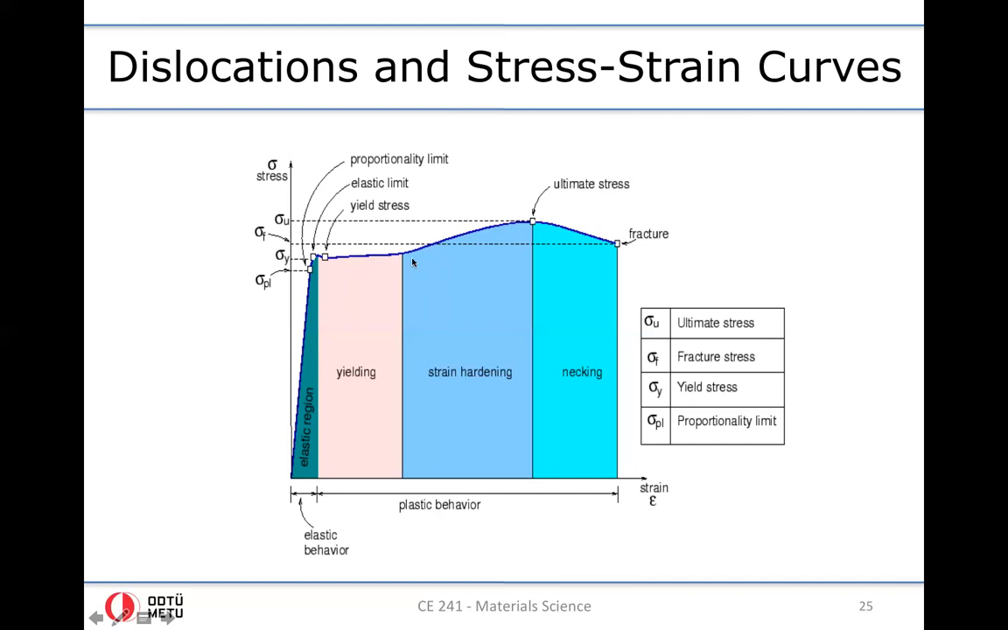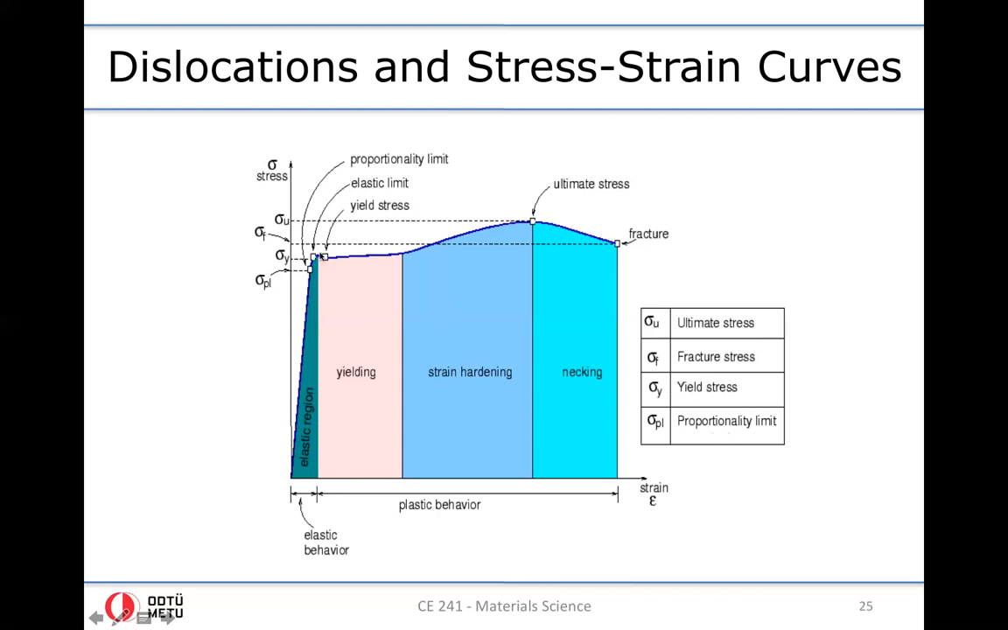In other words, when we deform the material, stress will increase, and there is a region which is referred to as the necking region, where the stress starts to soften. In other words, it decreases as we deform further. There's another stress value, which comes before the yield stress, denoted by sigma PL, that is the proportionality limit.